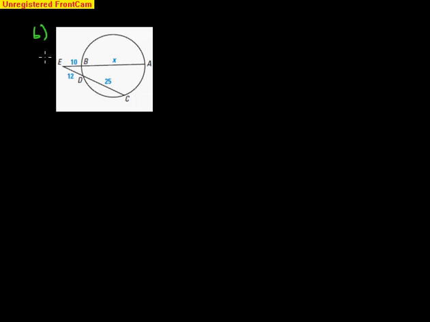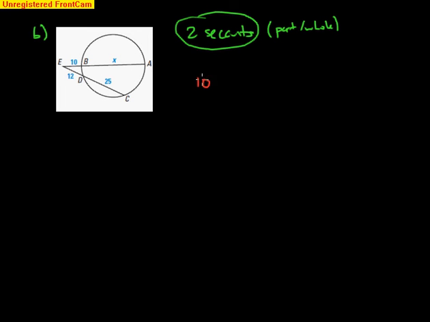Okay, our second problem here, and if I look at the situation, I'm looking at the 2 secants case. 2 secants, secant is part and whole. So we have to think of the part and the whole. Alright, so if I take a look at the top secant with x, 10 is the outside part times the whole, which is going to be x plus 10. Got to add those together. The bottom, 12 is the outside part, and then the entire thing is 12 plus 25, which is 37. And that's the whole, part and whole.